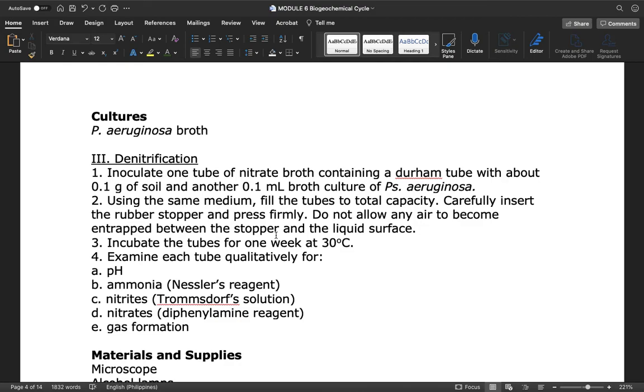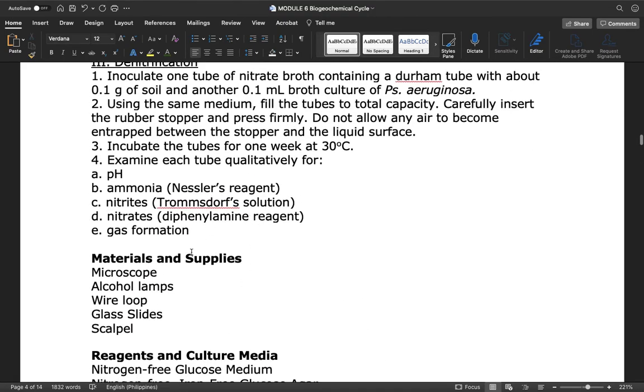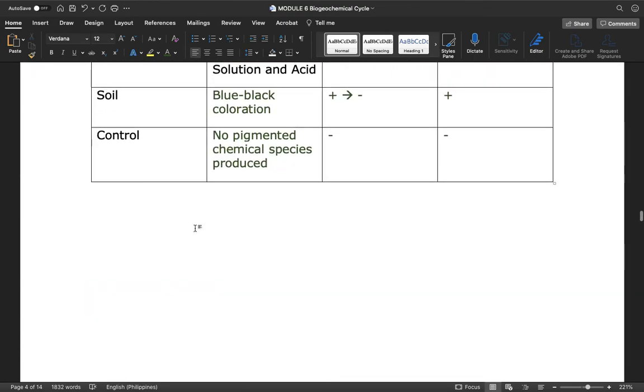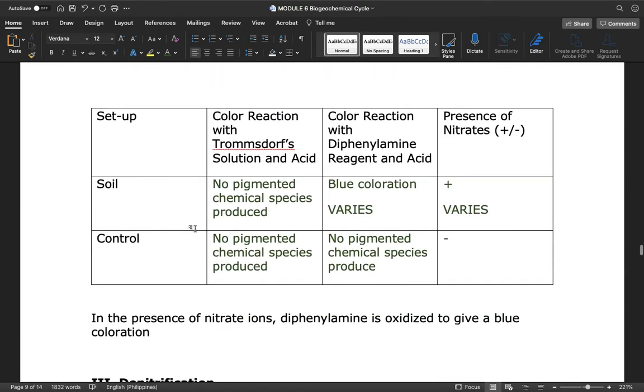So kailangan gawin nating anaerobic yung setup. And then incubate and examine for a few parameters: pH, ammonia, nitrates, and then gas. So gas, of course, you expect is nitrogen gas. Let's take a look at the data.